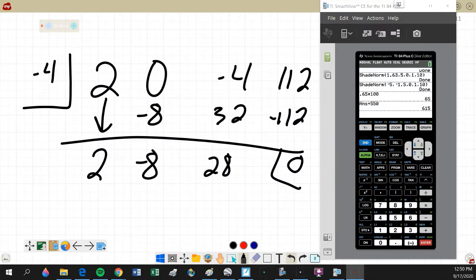We're just missing the squared. Okay. So the original equation was an x to the third. So my resulting equation is 2x squared minus 8x plus 28.